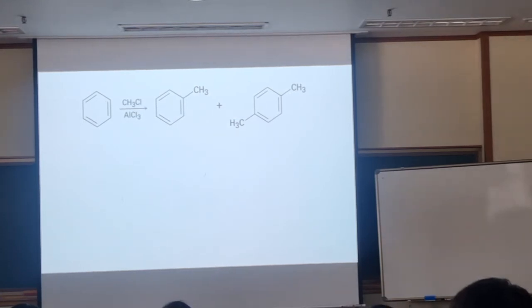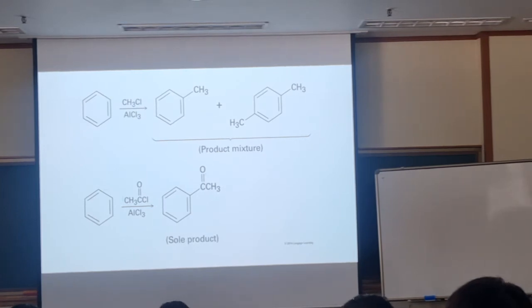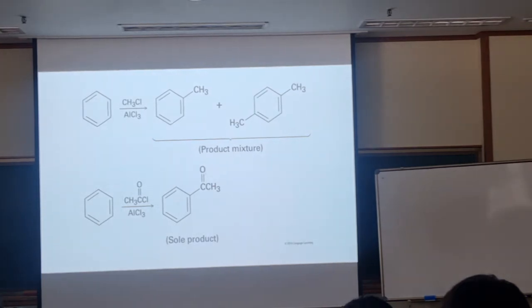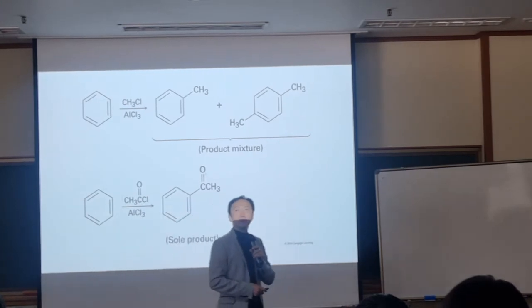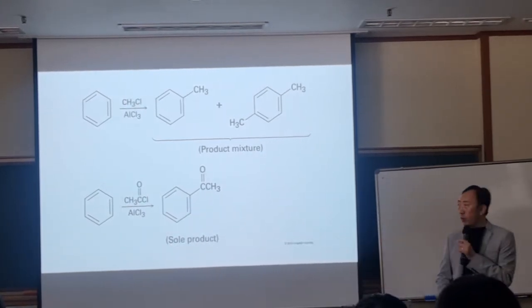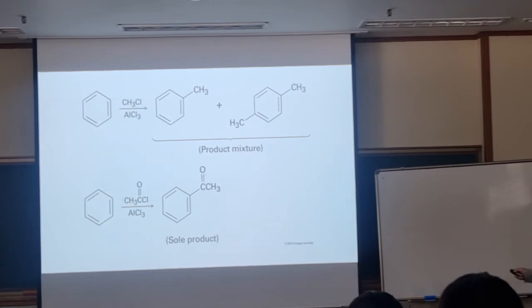Now if you compare this with acylation, with acyl halide and Lewis acid, then you expect the acyl product. If you make this product, you don't have this problem, because the acyl group is electron withdrawing, a deactivating group. Once this is formed, this product is less active than benzene. The reaction does not go further. Makes sense, right? So if you need only one alkyl position, then you need to make this kind of product and then convert this into this. Maybe a good strategy.